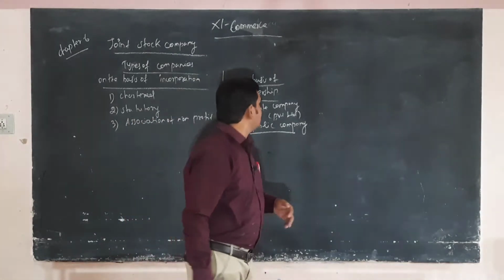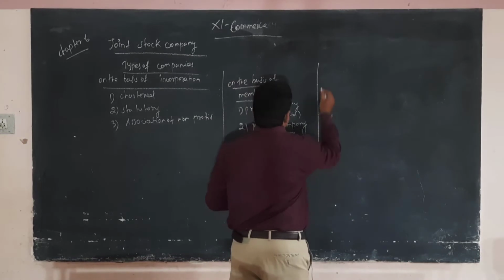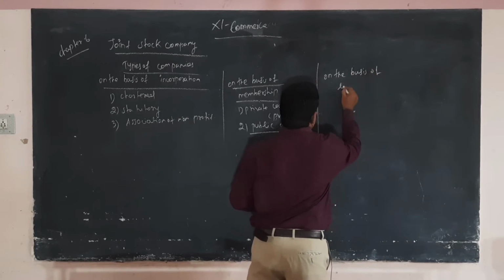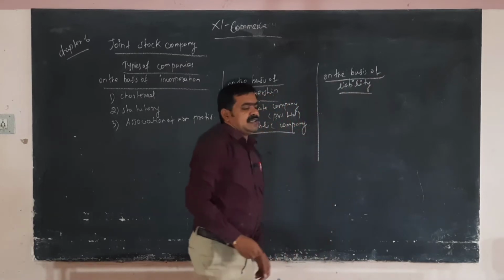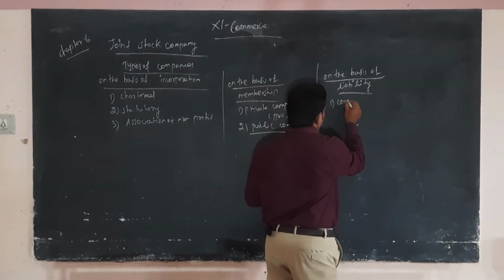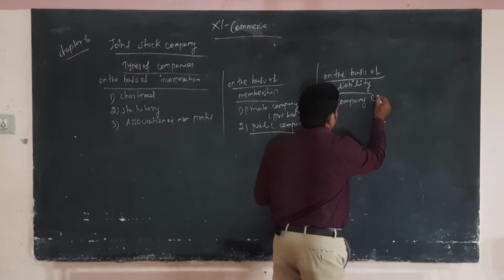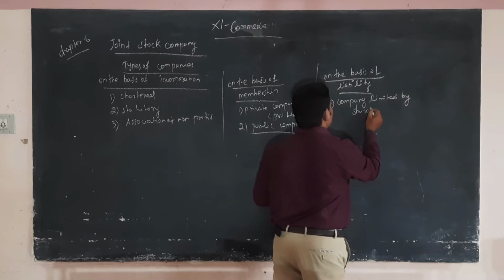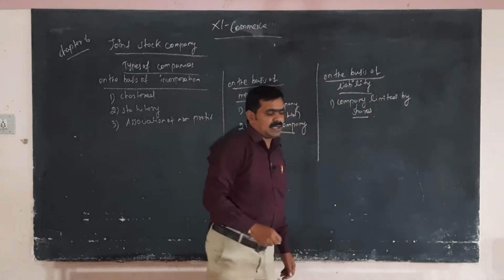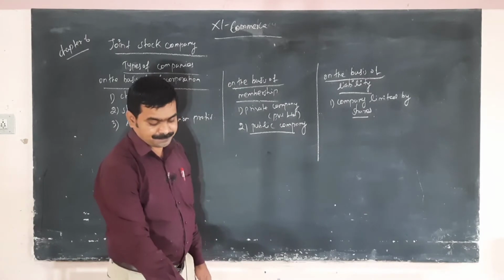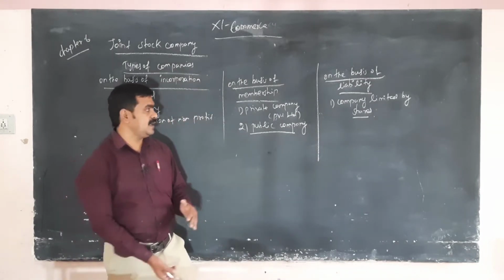Next one, classification on the basis of liability. First one, company limited by shares. Second one, limited by guarantee. Third one, unlimited company.